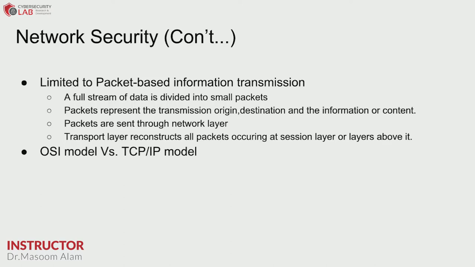However, it is limited to packet-based information transmission. That is, a full stream of data is divided into packets, and packets represent the transmission origin, destination, and information or content. Packets are sent through the network layer, and the transport layer reconstructs all packets occurring at the session layer or layers above it. Network security is actually talking about the OSI model and the TCP/IP model. In the OSI model, we have 7 layers, whereas in the TCP/IP model, a few of the layers are merged, and therefore there are 4 layers in the TCP/IP model.